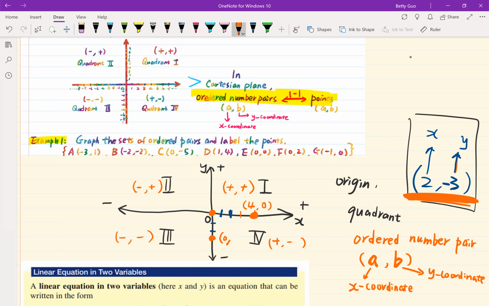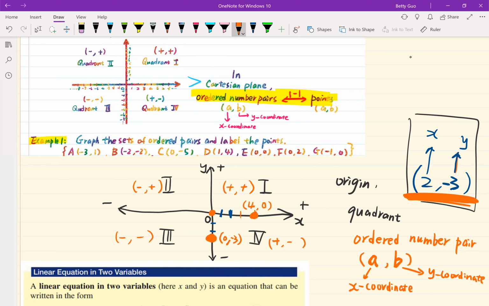The y-coordinate depends on whether the point is below or above the origin. In this case, we have -3, because it's 3 units below the origin. Horizontally, this point is not to the left, not to the right, right? At the same level.